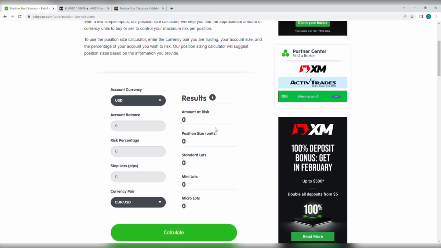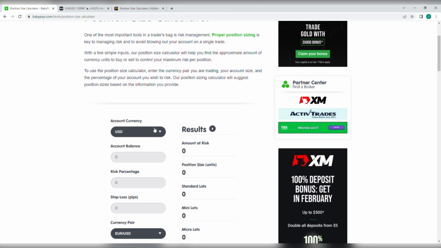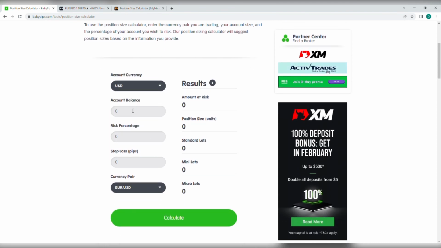So this is how the position size calculator works. You have to choose what currency your trading account is in. Is it in euros? Is it in Japanese yen? Is it in Swiss francs? Is it in the dollar or in the pound? My account was in USD, so I will choose USD, and I'll be using 5,000 as an example, since that was the account balance that I lost.